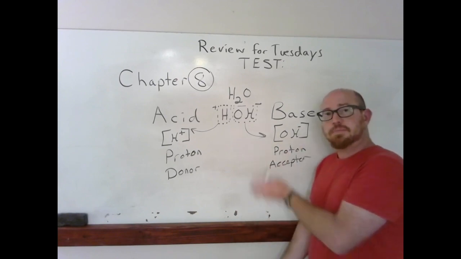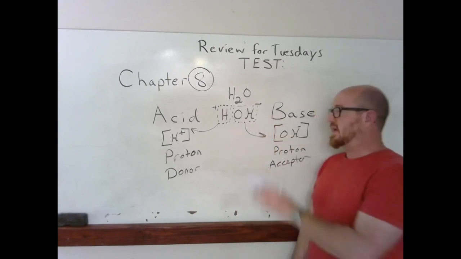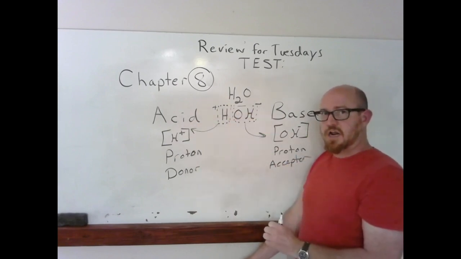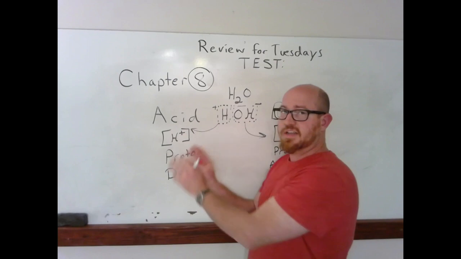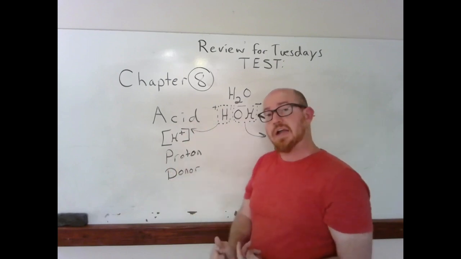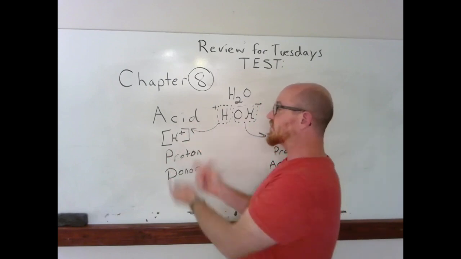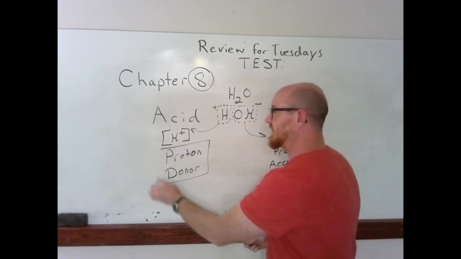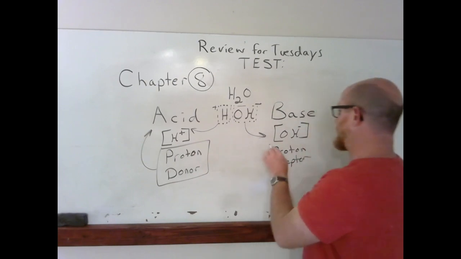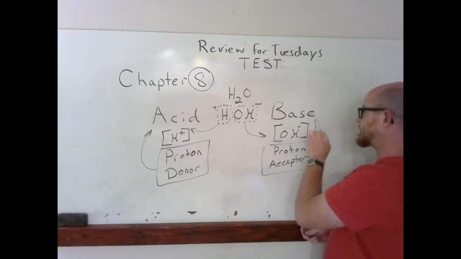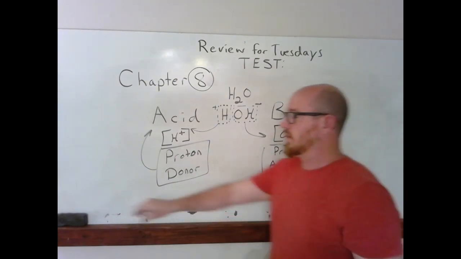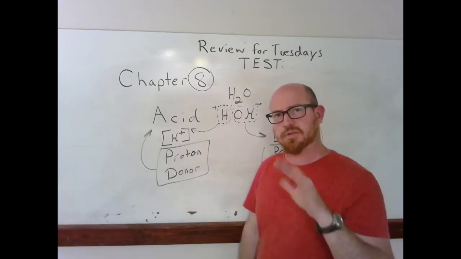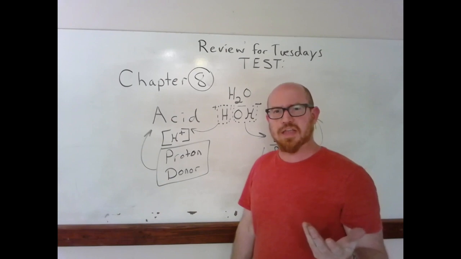So a proton acceptor is considered a base. And anything basic is missing those positive hydrogen ions, whereas anything acidic is chock full of all those hydrogen ions. So essentially, what we've got here is the definition of an acid and a base. Now, what we really want to understand is how these two things come together to define the pH scale.